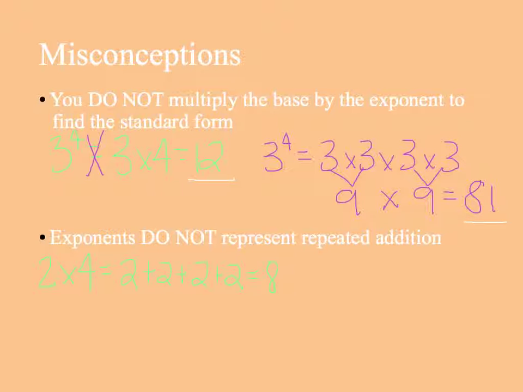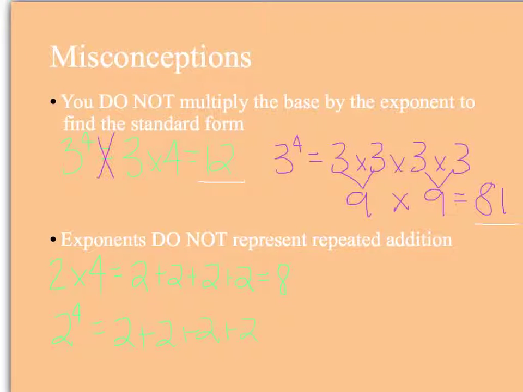Okay? Lots of people I've seen do the same kind of thing here. They know that it's repeated, but they get it confused with repeated addition, which is actually what multiplication shows. So they think that 2 to the 4th is the same as multiplying 2 times 4, which also equals 8 here. But actually, we know that 2 to the 4th needs to show repeated multiplication.